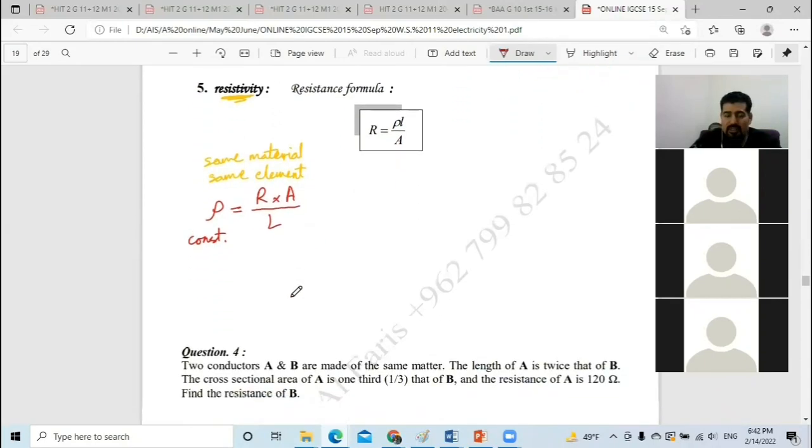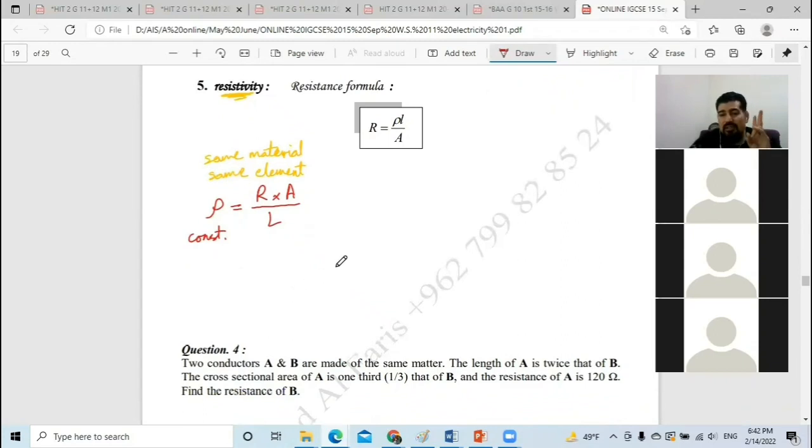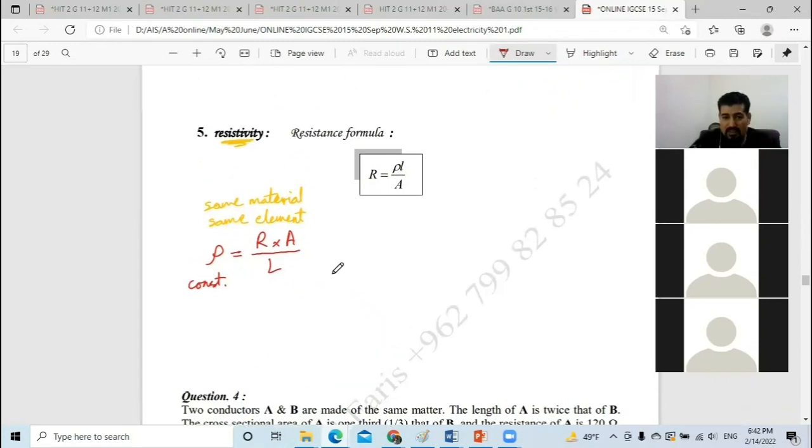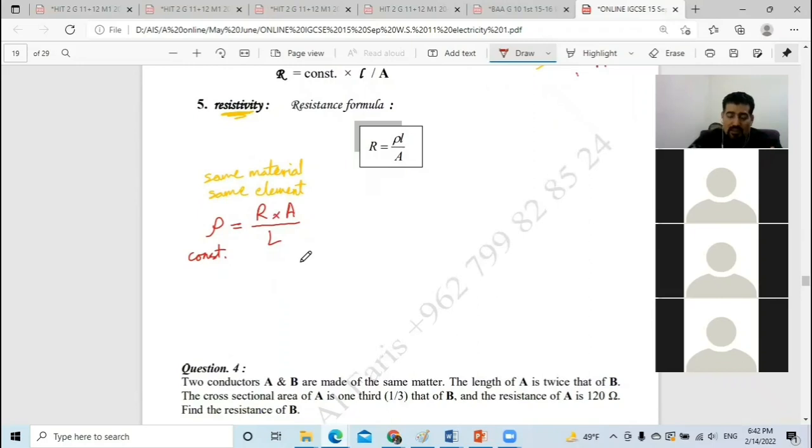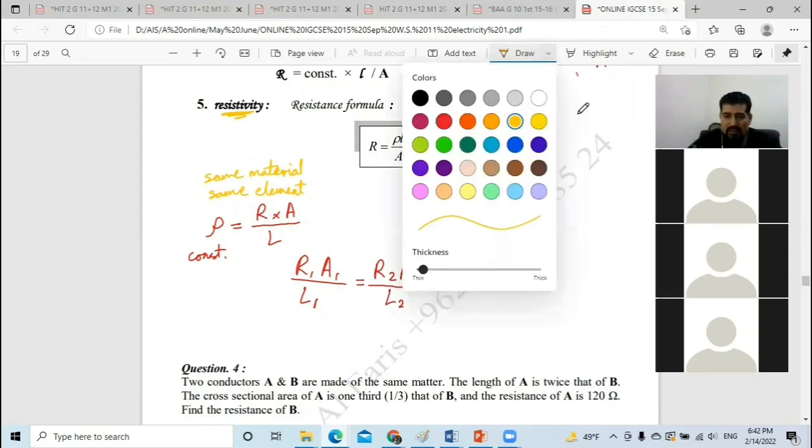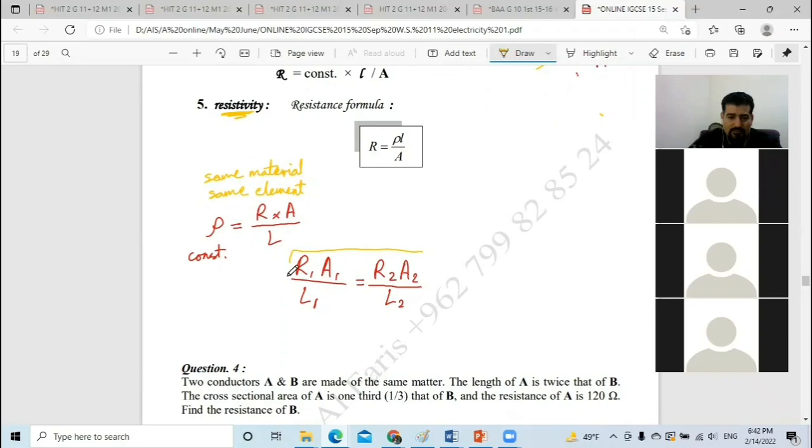How do we answer questions about this? They bring questions about it in two different ways. They switch the wire, so R1, resistance for the first wire, times the cross-section area for the first wire over length of the first wire equals resistance for the second wire times the cross-section area for the second wire over the length of the second wire. This is the first formula, okay? You can use it.